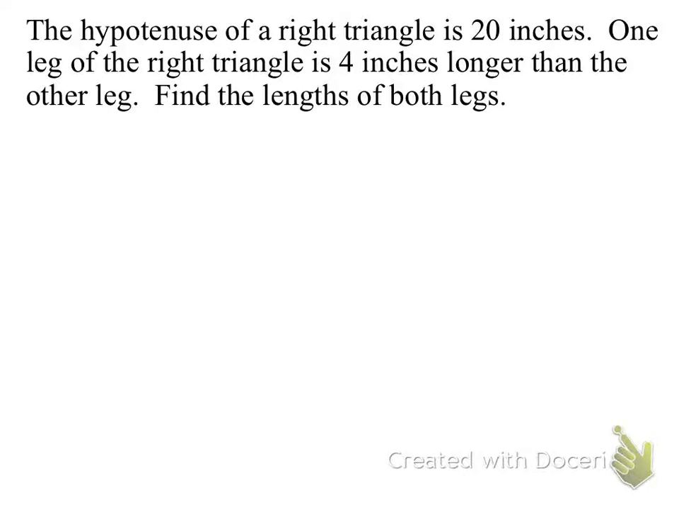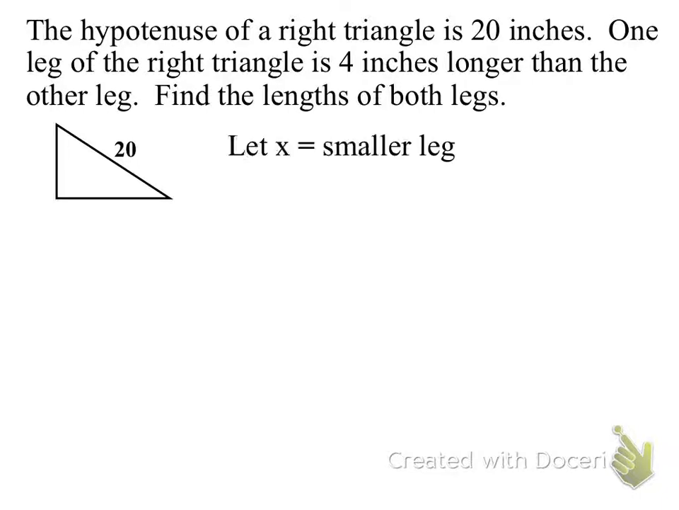Okay. Hypotenuse of a right triangle. So what do I draw? Triangle. Okay. Is 20 inches. I label that. One leg of the right triangle is 4 inches longer than the other leg. So I'm going to label that. What is one leg going to look like? X. And the other one? Yep.